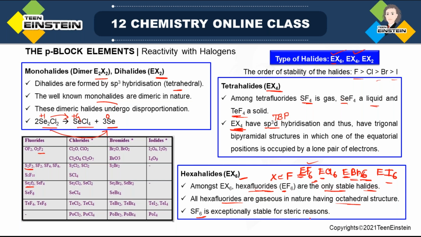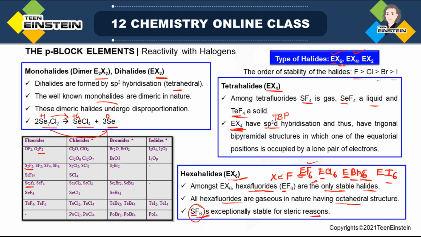SF6 is exceptionally stable for steric reasons, because sulfur can easily accommodate 6 fluorides, and most of the time for EX6 we give the example of SF6. In the next slide we will see the structures of all these different types of halides, and in these 3 different halides the oxidation state will be +6, then +4, and then +2. Because for each halogen you will have charge -1. So if there are 6 halides, that means the total positive charge must be +6.